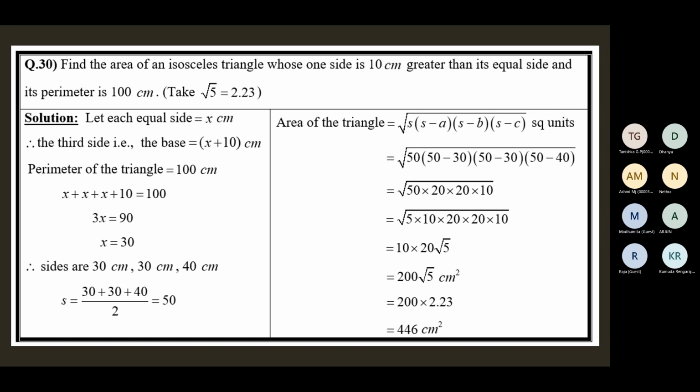All right. So we first find the semi-perimeter. It's easy, you can assume x plus 10. Base is not any of the equal sides, remember that. In an isosceles triangle, equal sides are equal sides. Base is not the equal side.